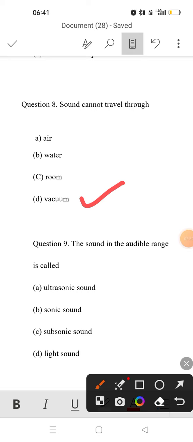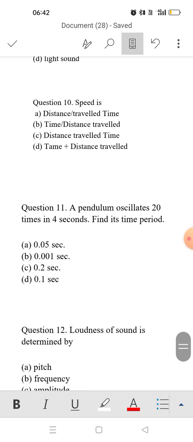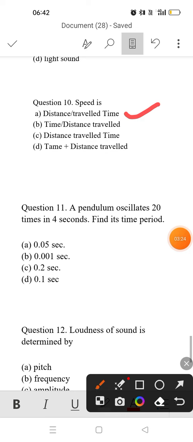Sound in the audible range is called sonic sound. I had told you that sound below 20 hertz is known as subsonic sound. Sound in the audible range is called audible sound, or it is called sonic sound. Question 10: what is the formula of speed? It is distance upon travel time.